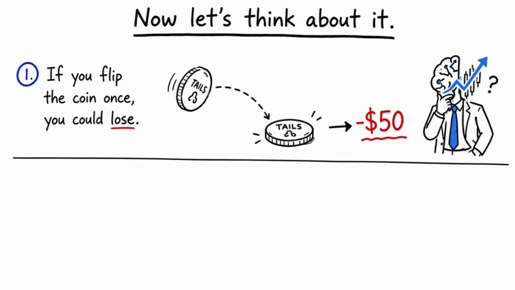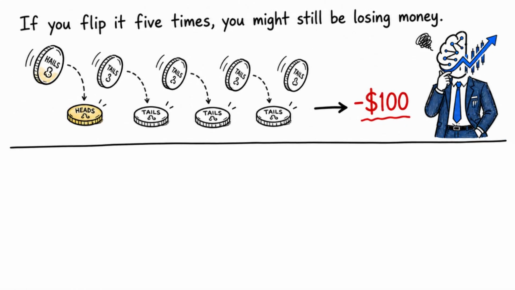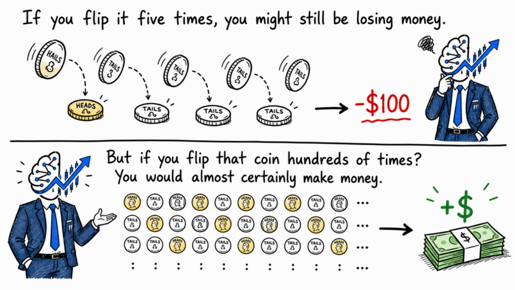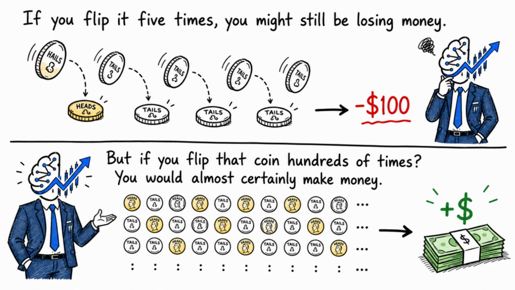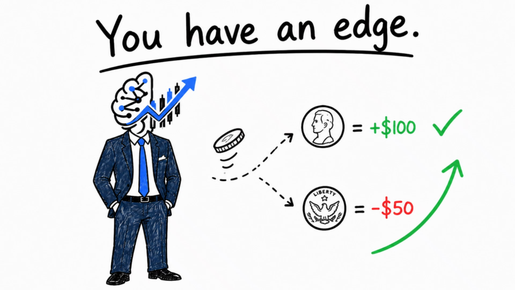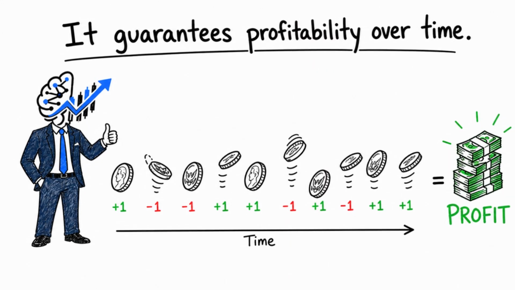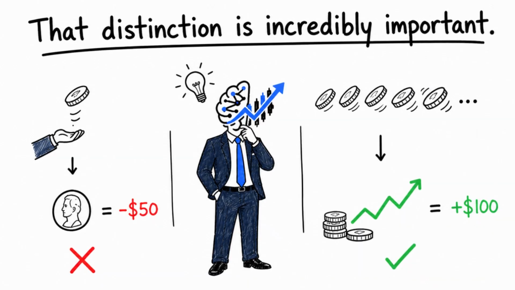If you flip the coin once, you could lose. If you flip it twice, you could lose both. If you flip it 5 times, you might still be losing money. But if you flip that coin hundreds of times, you would almost certainly make money. Why? Because the odds are in your favor. Yes. You have an edge. That edge does not guarantee the next flip wins. It guarantees profitability over time. That distinction is incredibly important.